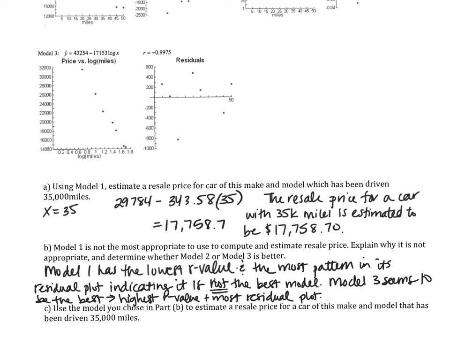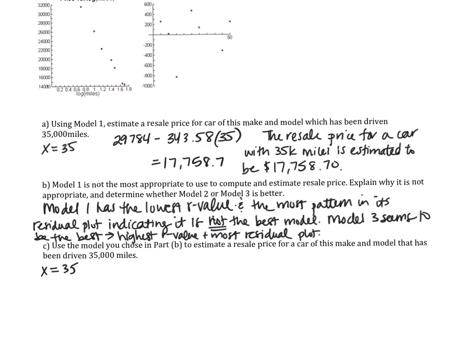Use the model you chose in Part B to estimate the resale price for a car of this make and model that has been driven 35,000 miles. So now we're going to plug in X equals 35 to our new, more appropriate model. And we will get 43,254 minus 17,153 times log of 35.